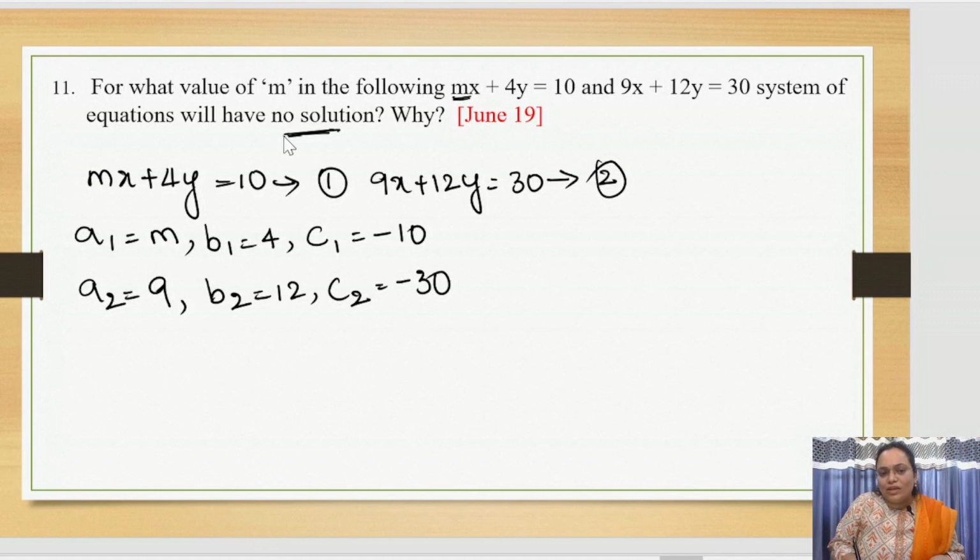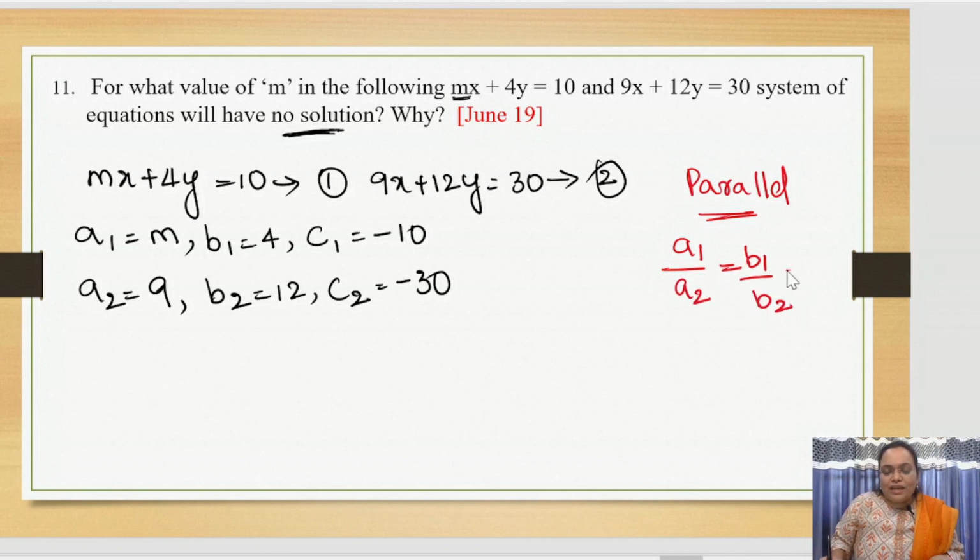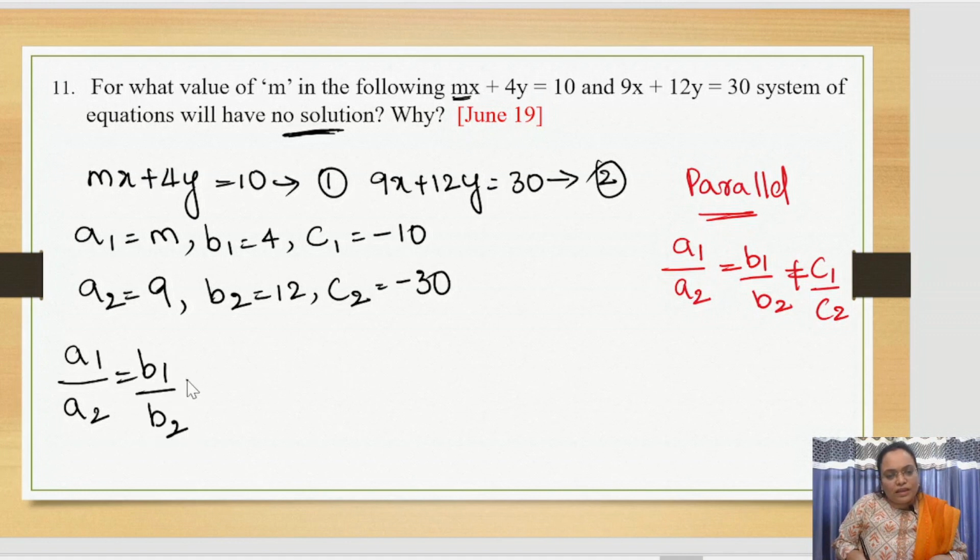So we need to show this equation has no solution. Which lines have no solution? It is parallel lines. Yes, parallel lines have no solution. Correct? So what is the condition for parallel lines? It is a1 by a2 is equal to b1 by b2 is not equal to c1 by c2. Okay. Now substitute the values for this condition.